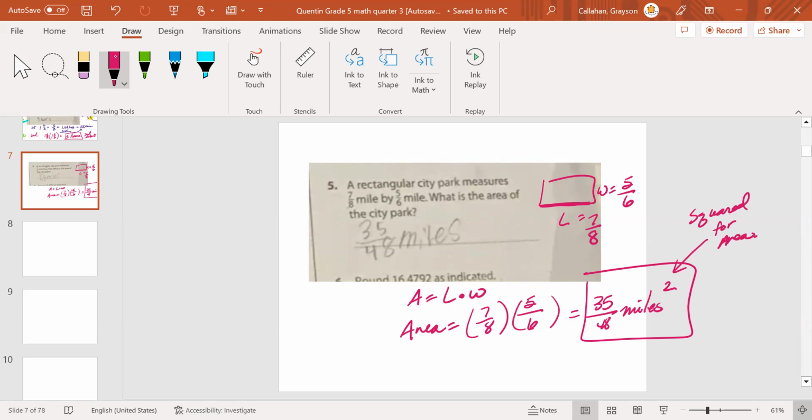35, but it had to have miles squared. Do you have the square right here? Make sure you put a 2 right there on top. Okay, but it's 35 over 48. Okay, you did good. That's good.